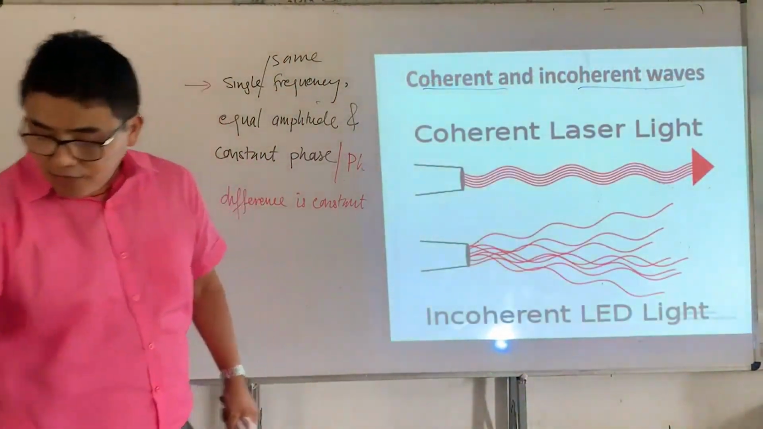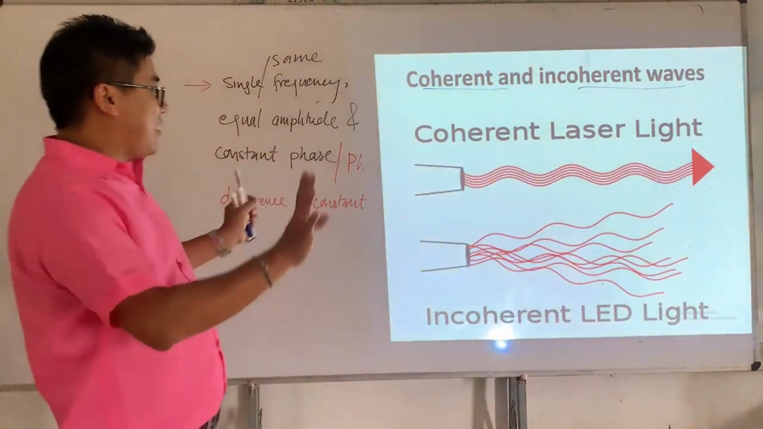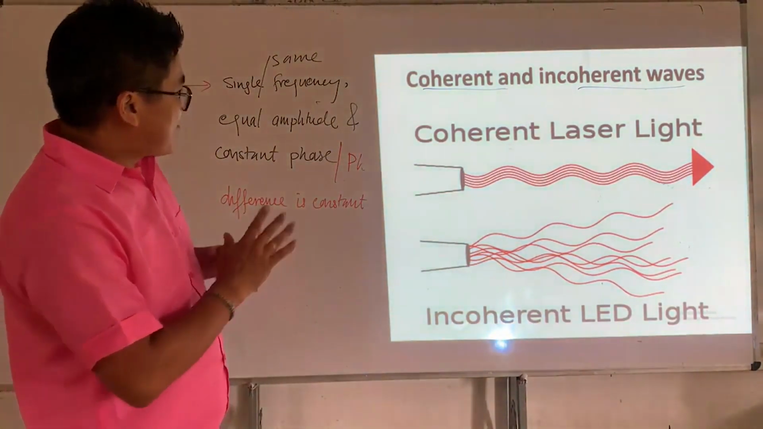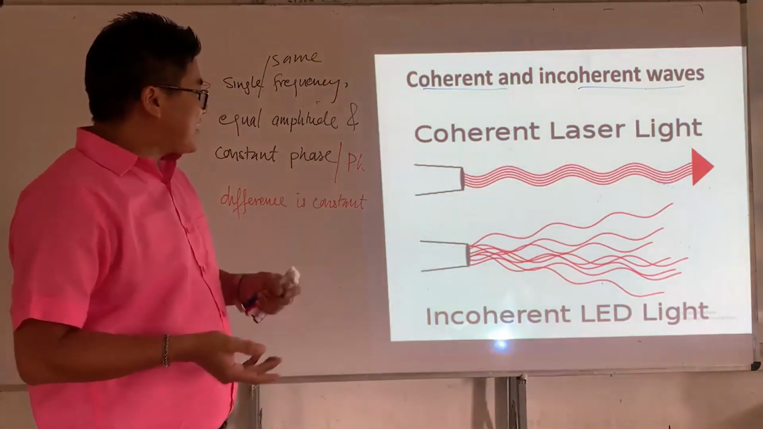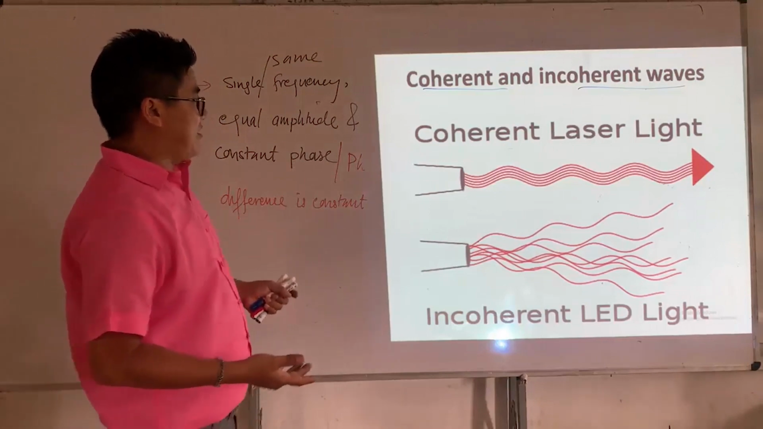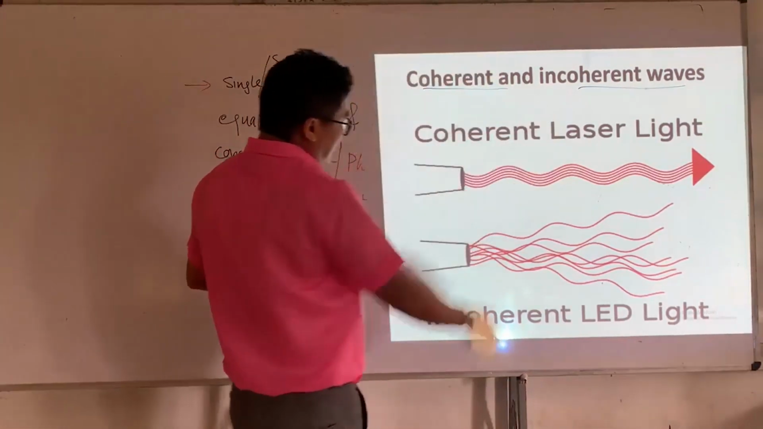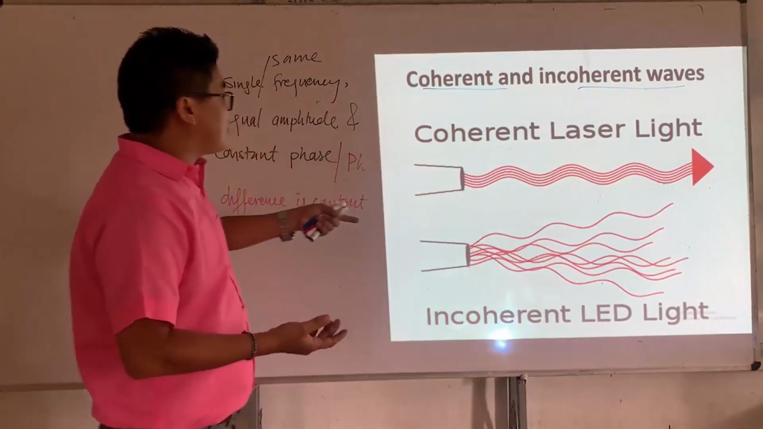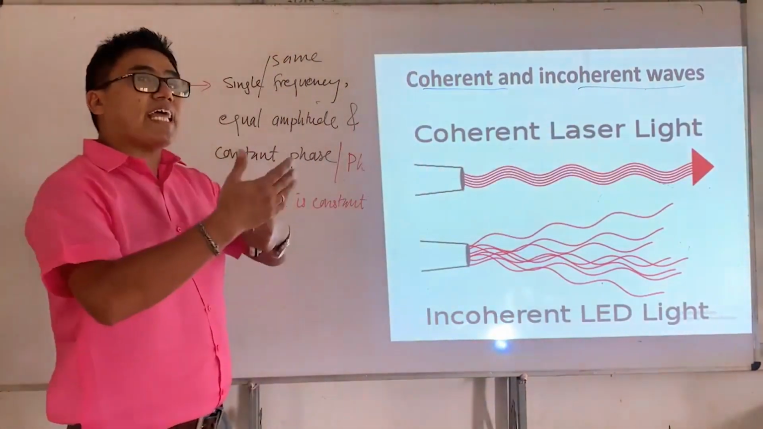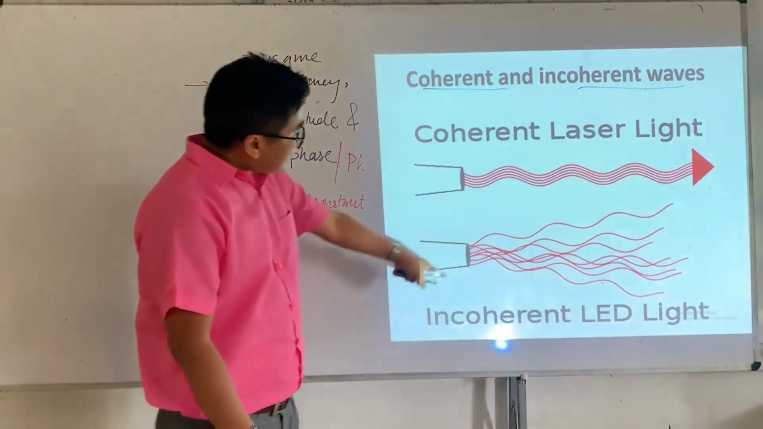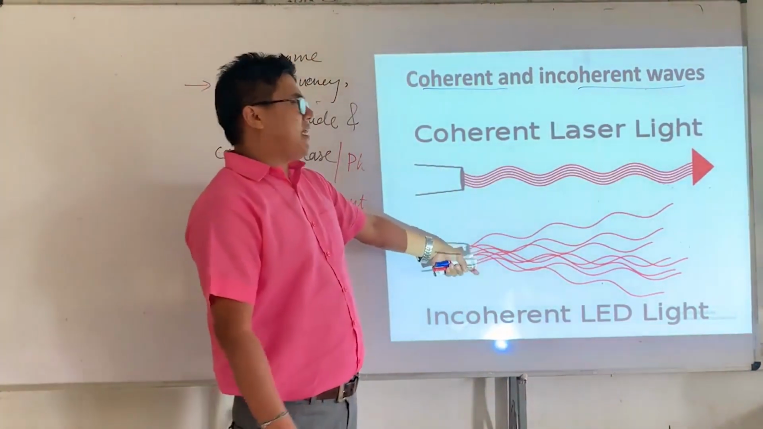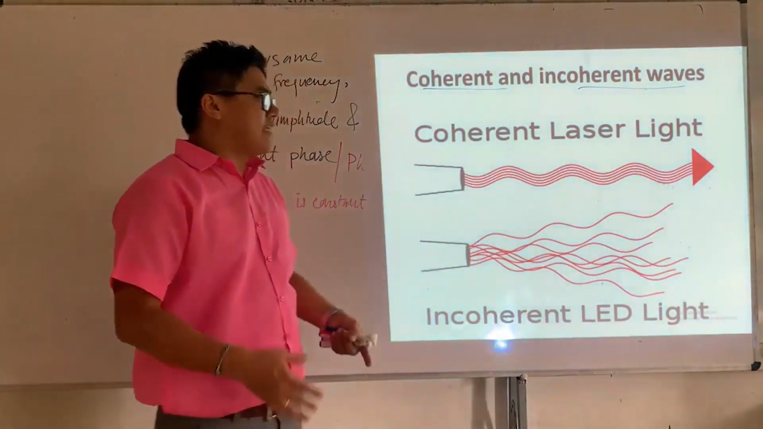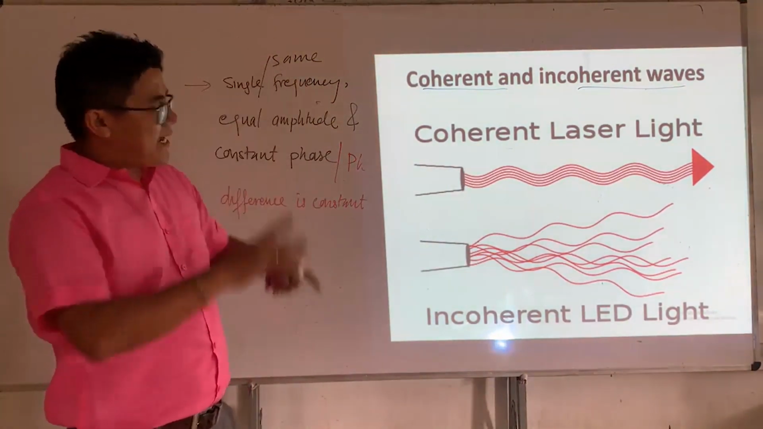So this is what I have. Now this is the picture which tells you what exactly is coherent and what exactly is incoherent. So you see, the frequencies are the same, the amplitudes are equal, and the phases are changed. Phase means angle between. This is incoherent. That is random. This is not the same pattern.